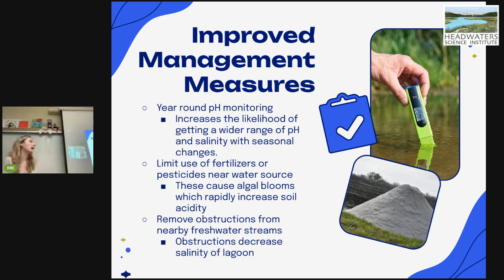As a land manager, there are measures you could take to continue keeping the pH in a good range. For example, you could implement year-round pH monitoring, which would make sure that you get a wider range of pH and salinity with the seasonal changes that we observe, because our data was very specific to how the ecosystem is in this moment. And also limiting the use of fertilizers and pesticides near the water source would prevent the algal blooms that Summer was talking about earlier, which would increase the soil acidity and the water by default. So that would eliminate that. And also removing obstructions from nearby freshwater streams would prevent the salinity fluctuations from decreasing.